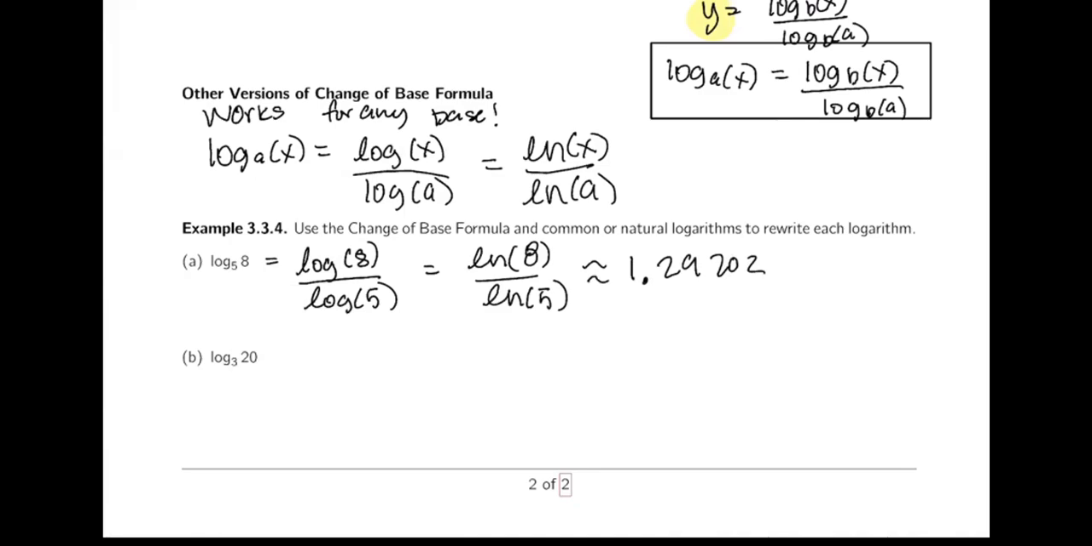And it's also true that if you change it to the natural log of 8 and use the ln button and divide by the ln of 5, you will also get 1.29. So try that on your calculator to make sure you can do that.